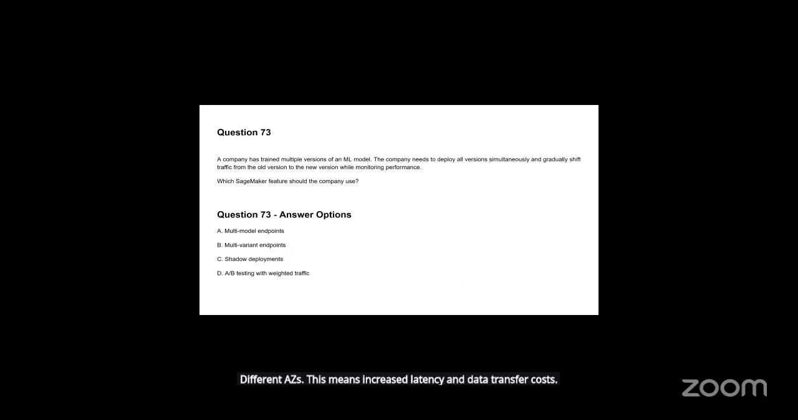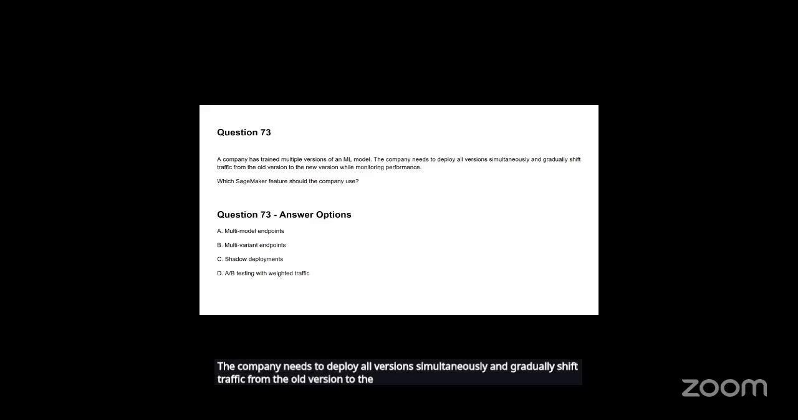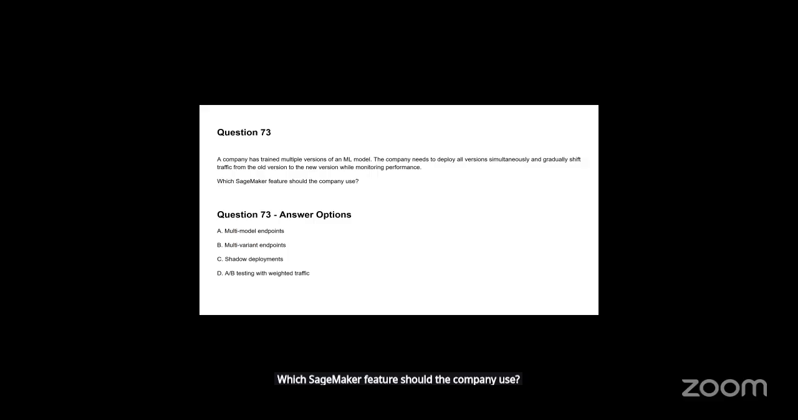So, question 73. A company has trained multiple versions of a model. The company needs to deploy all versions simultaneously and gradually shift traffic from the old version to the new version while monitoring performance. Which SageMaker feature should the company use? Multi-model endpoints, multivariant endpoints, shadow deployments, A/B testing with weighted traffic.